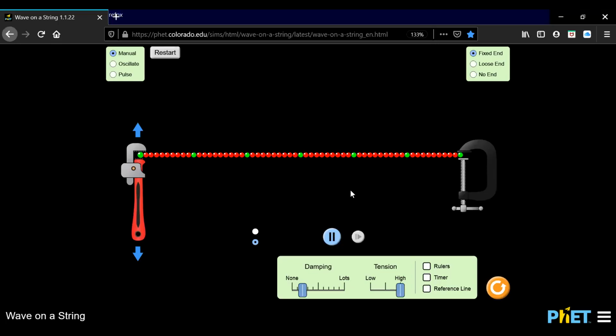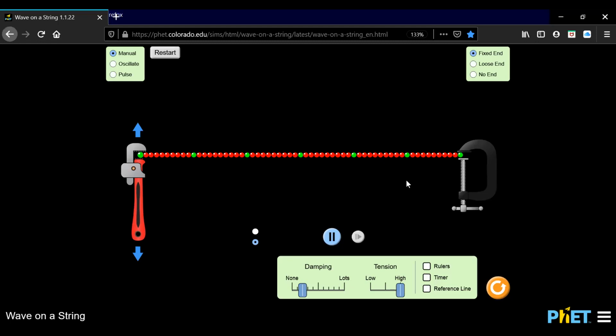So this simulation is an overview of waves, and there are several things I want to show you. First of all, of course, you have this little wrench and this string. How many of these little dots are there? 1, 2, 3, 4, 5. Yeah, there are 5 dots in the middle here, and it's clamped on this end.